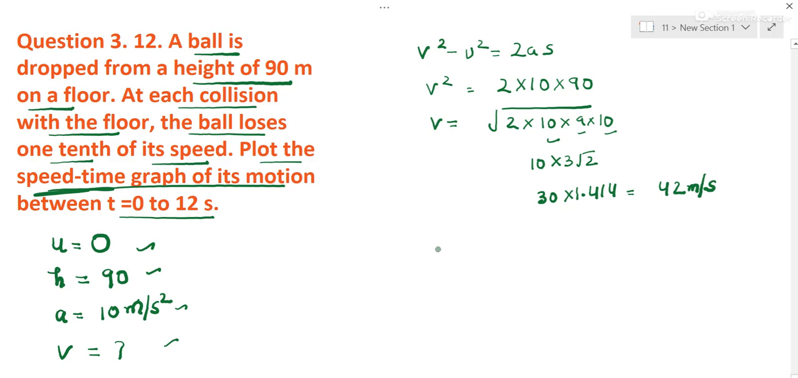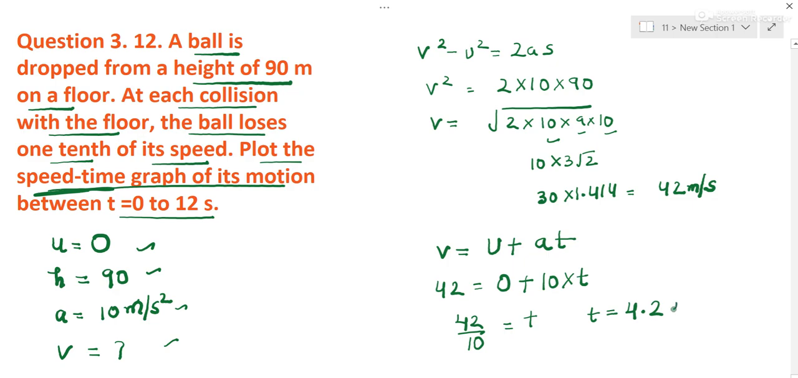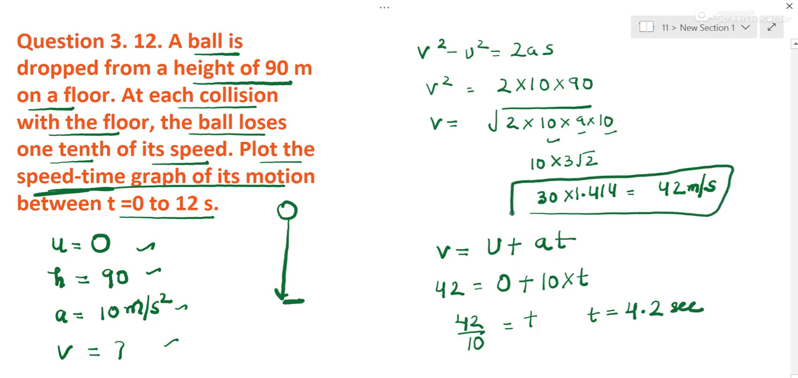And how much time did it take? Time also we can find out using the first equation, V equals U plus at. So V is 42, U is 0, acceleration is 10 and time is unknown. So 42 divided by 10, the time is coming as 4.2 seconds. Now we will note these things down: this is when it falls down. Before hitting the ground, its velocity was this much during the first fall, and time taken was this much. This is the first reading.